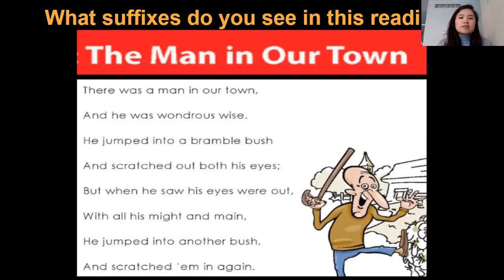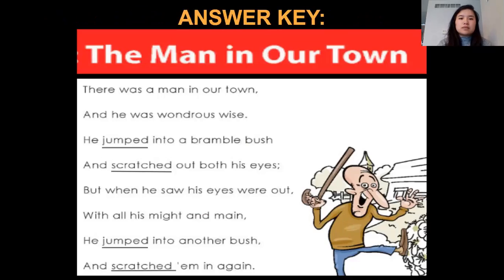So, what suffixes do you see in this reading? Yes, we see here that the suffix that is used is ed. So past tense. So he jumped and scratched. He jumped and scratched.